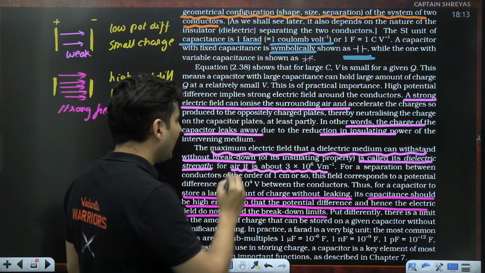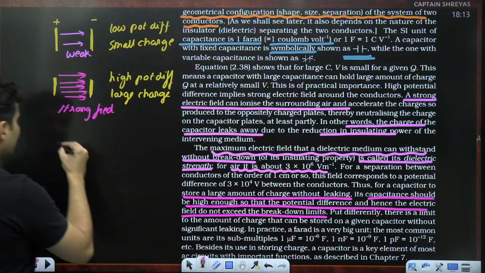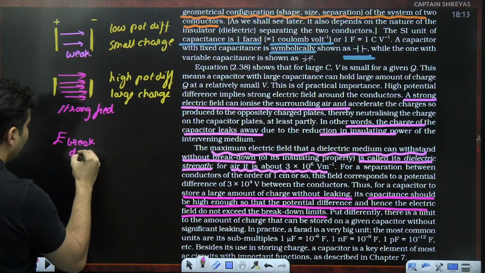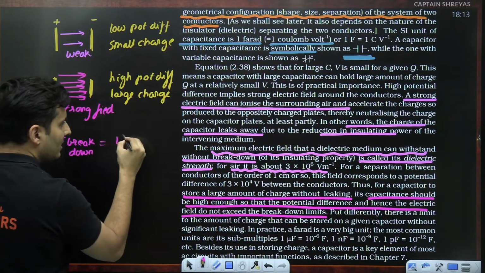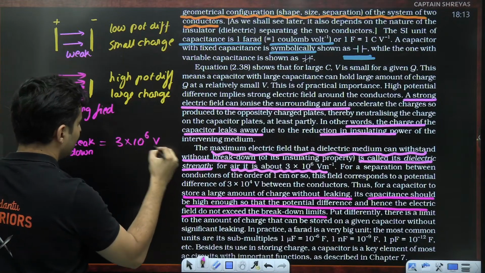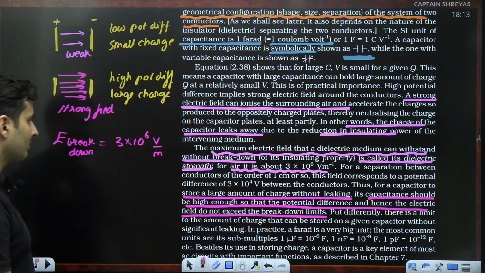For air, it is 3 into 10 to the power 6. The breakdown field for air is how much? 3 into 10 to the power 6 volts per meter. That is what they say.